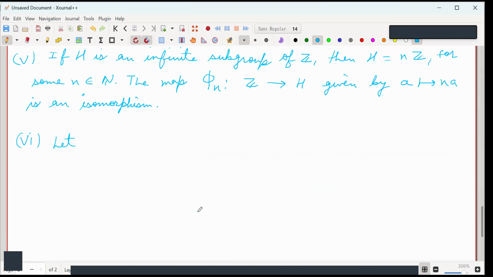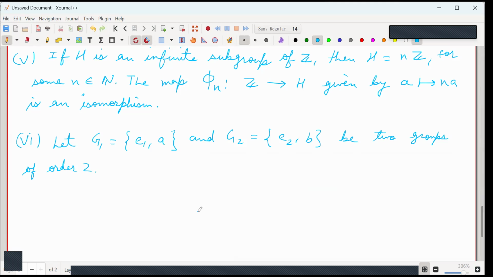Let G1 = {e1, a} and G2 = {e2, b} be groups of order 2 with respect to the operations star 1 and star 2 respectively.